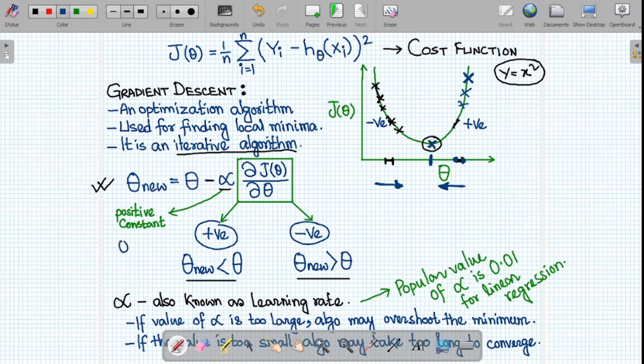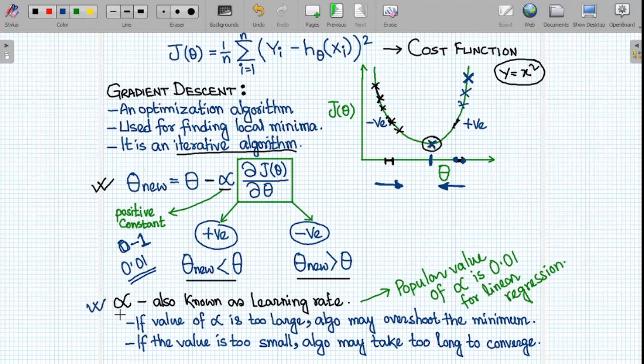and this positive constant will have a value between 0 and 1. Usually we choose something like 0.01. Alpha is nothing but the learning rate in the machine learning and deep learning domain. The popular value of alpha is 0.01, but it depends on your use case as well. Sometimes we may use 0.001 as well.